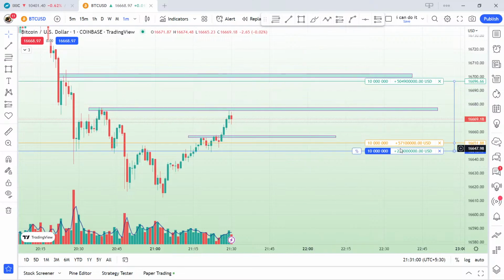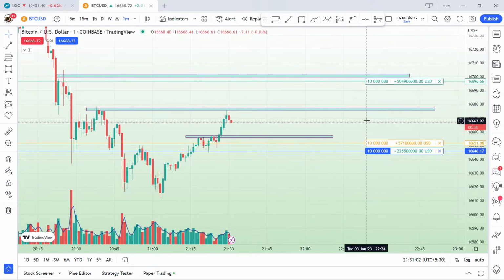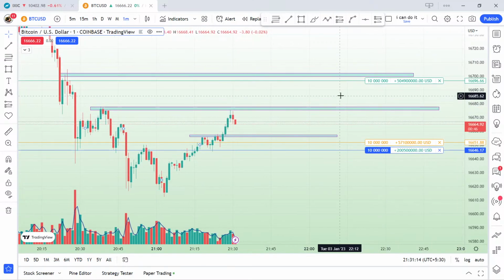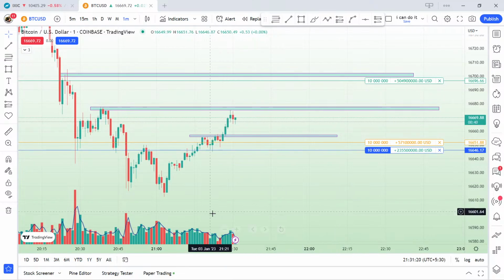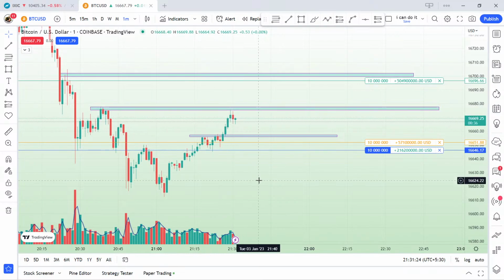So here, now the profit is how much? The profit is around 211, 200 something. But even if I get out of here, I still have a profit of 571. This is the profit you can see here. Negative price action.